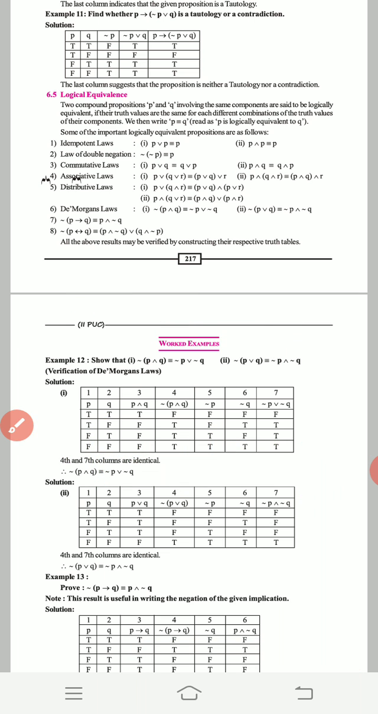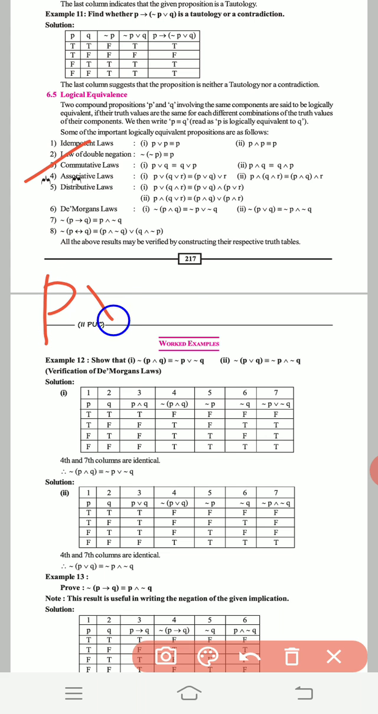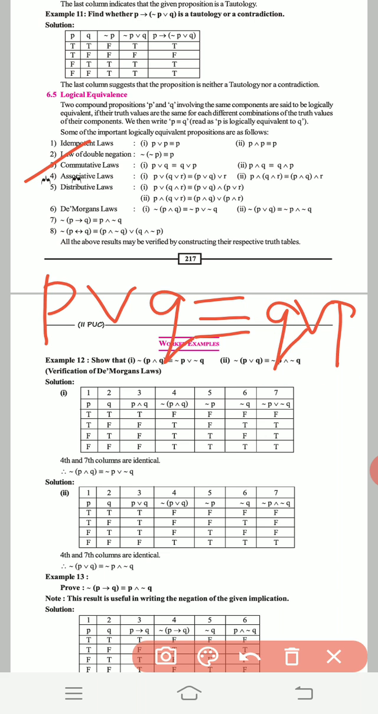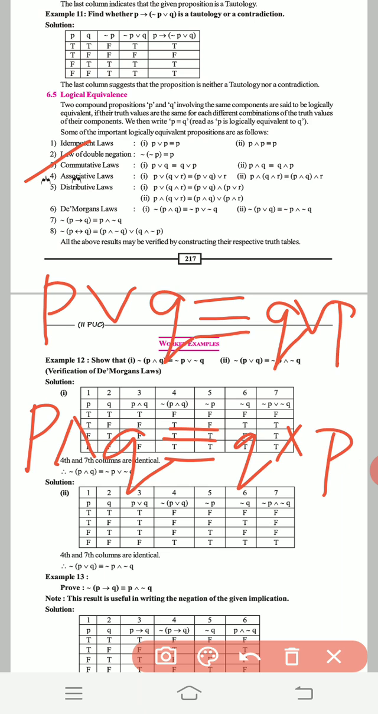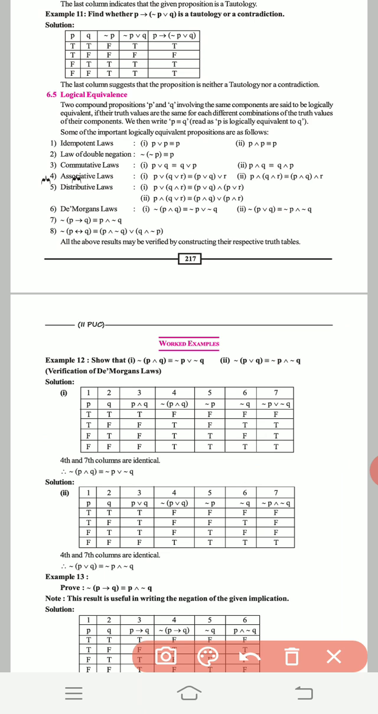Okay. Next one, third one, commutative law. Already you studied in case of complex numbers, real numbers, like that only. Commutative laws, two laws. First, P or Q is logically equivalent to Q or P. This is commutative law. Next, P and Q is logically equivalent to Q and P. See, these two are commutative laws. Similarly, associative law. You are familiar with these laws? Commutative law, associative law, distributive law.